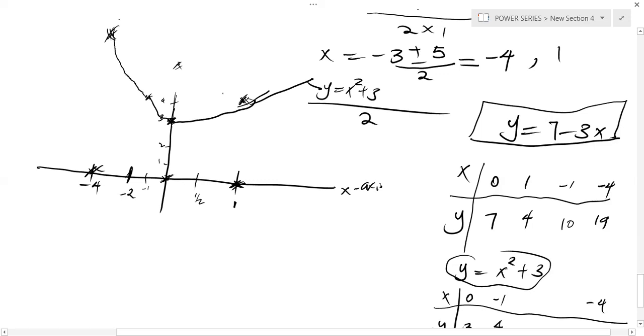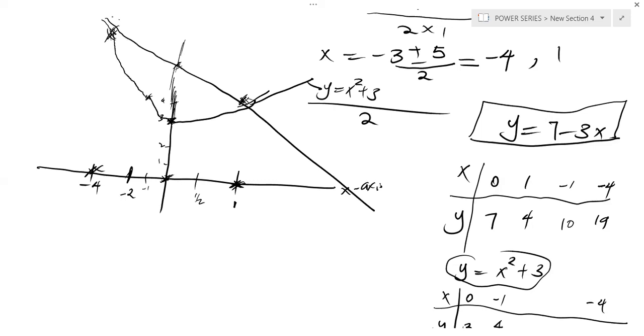And the other one was a straight line, y equals 7 minus 3x. I have a few of its points, so I can just draw it. It goes like that. Those are the points. So this is the curve and this is the line.